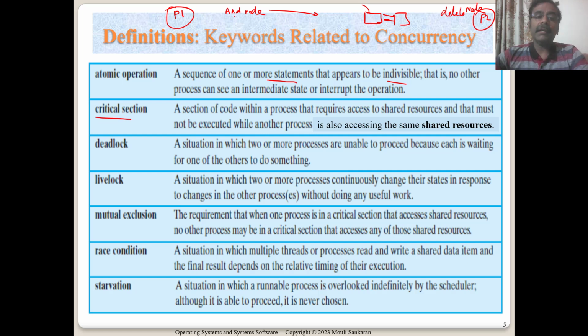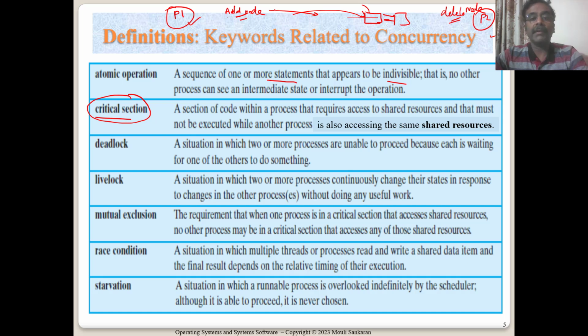The code being executed by P1 and P2 is different, because they are two different processes: this one is executing add node, and this one is executing delete node. But when they execute, we need to make sure, and we call this program a critical section. Why? Add node is also accessing the linked list.